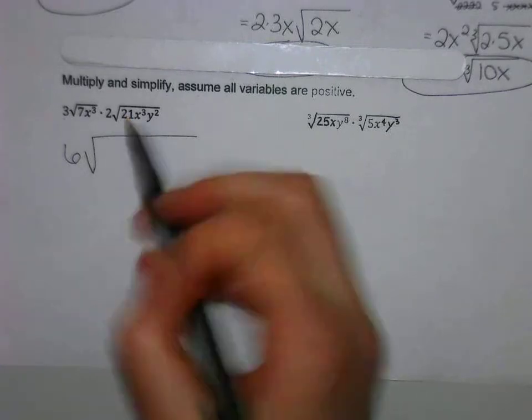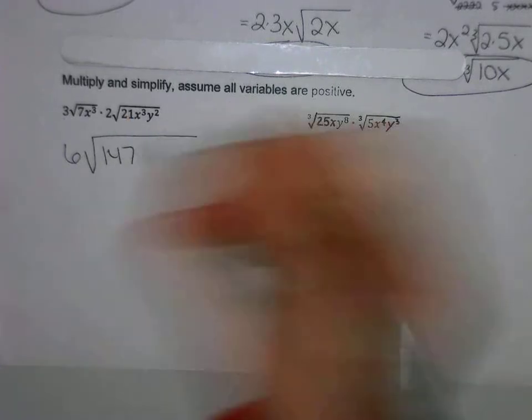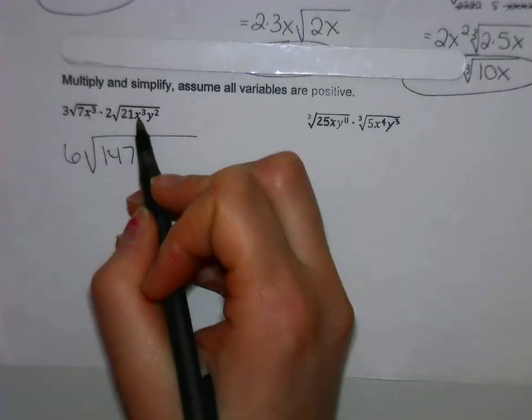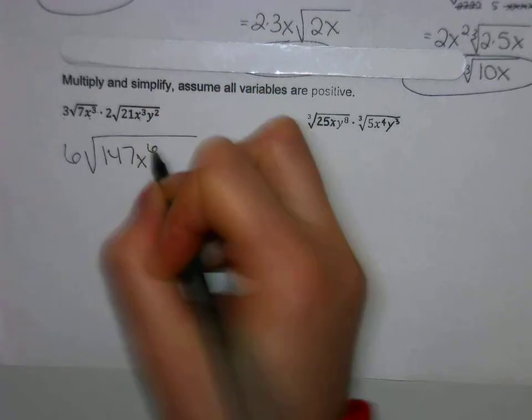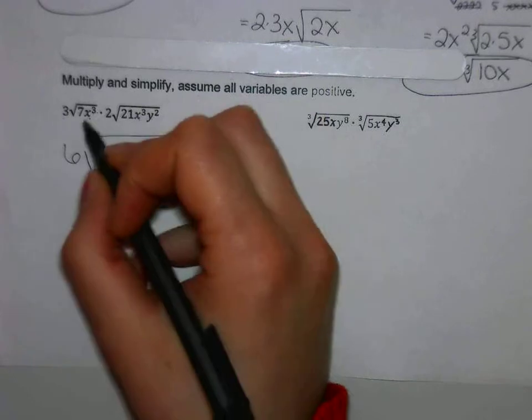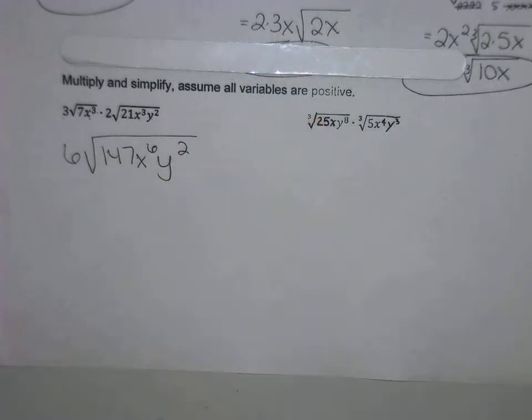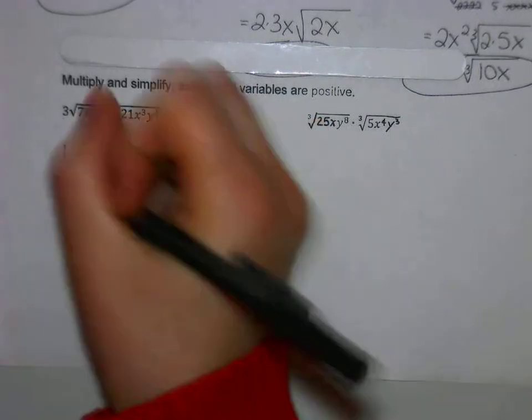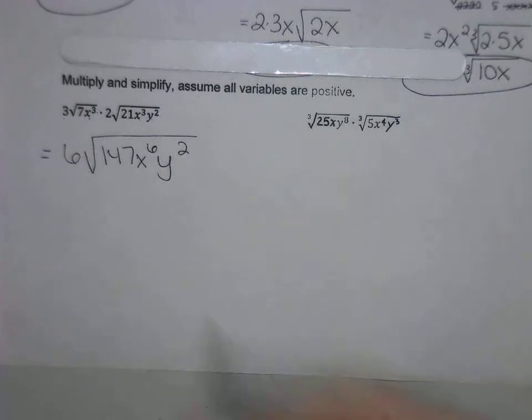7 times 21 is 147. X to the third times x to the third becomes x to the 6th. We add the exponents. And then we have y squared, and there's nothing else to multiply it to, so it just stays y squared. So now that we've combined by multiplying, we can break it down.